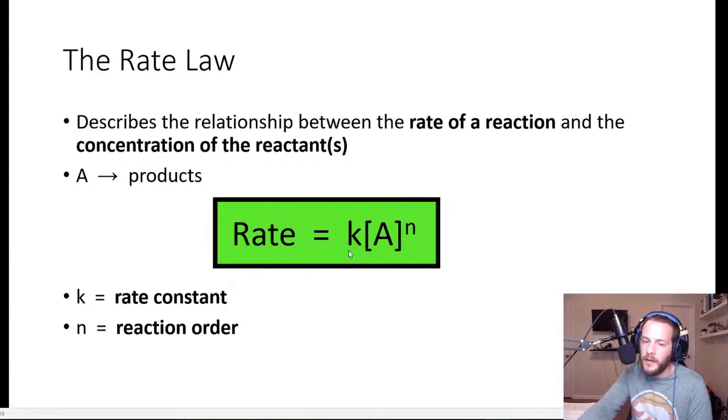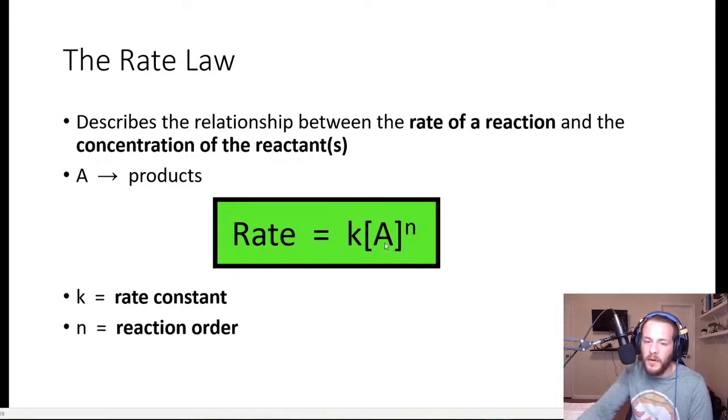Now, the rate law for this reaction would be given by this equation here, where rate is equal to K times the concentration of A, remember that's moles per liter, to the nth power. So we know what the concentration of A is, but we haven't talked about what K is and what n is. K is a term called the rate constant, which is simply a constant of proportionality between the rate and the concentration.